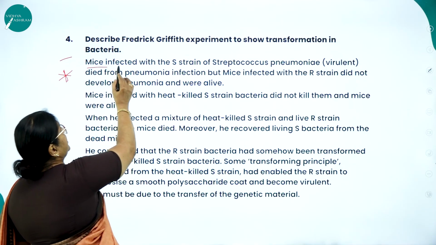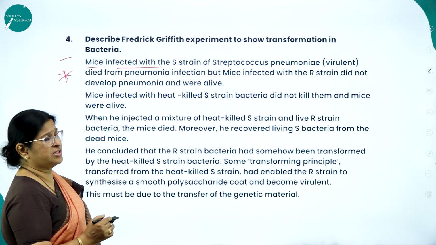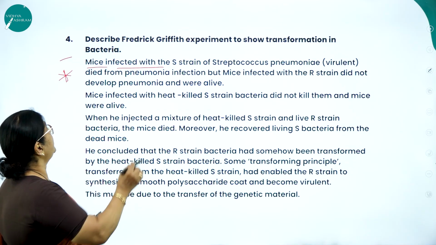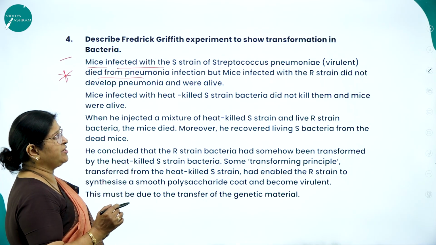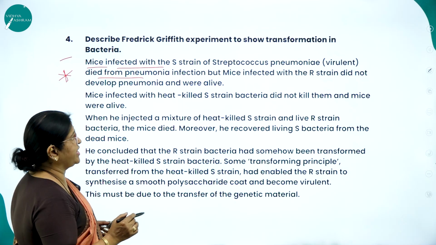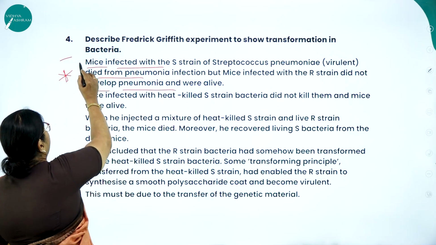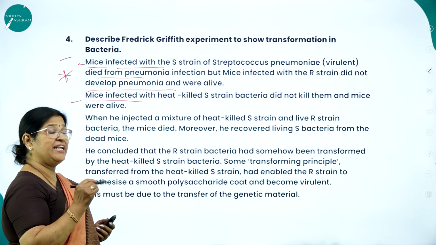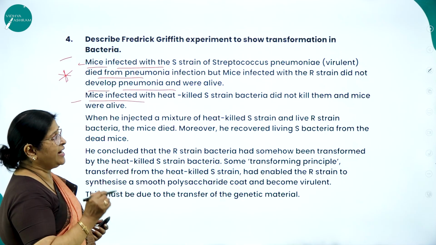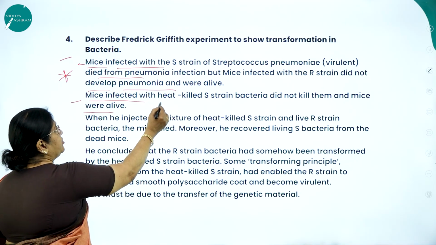He took mice infected with the S strain, the smooth strain of Streptococcus pneumoniae, which was virulent, and they died from pneumonia infection. But mice infected with the R strain, that is the rough strain, did not develop pneumonia and were alive. Next step, what did he do? Next, he took the mice infected with heat-killed S strain bacteria and it did not kill them, and the mice were alive.